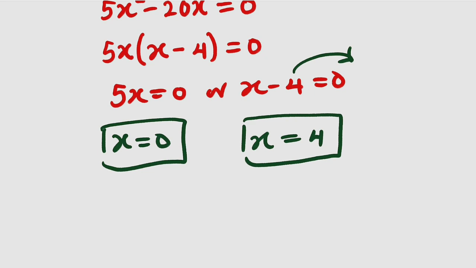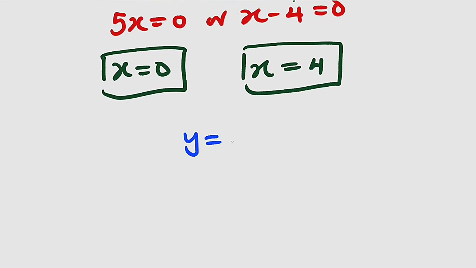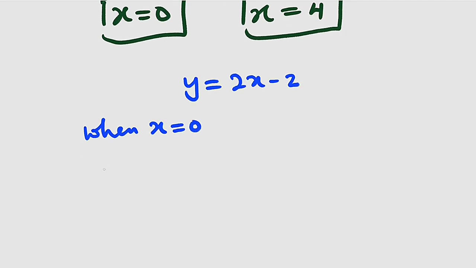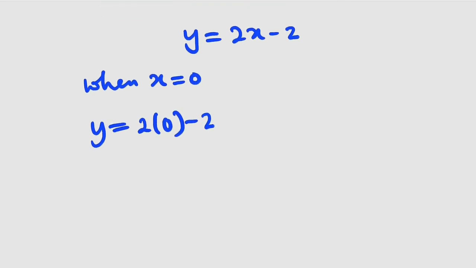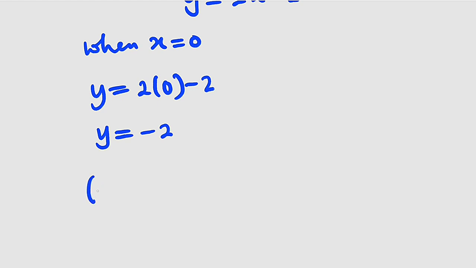So these are the values of x at the points of intersection, but we need the corresponding values of y. Remember that the linear equation is y equals 2x minus 2. We have two values of x. When x is equal to 0, we have y equal to 2 multiplied by 0 minus 2. 2 multiplied by 0 is 0, minus 2 is minus 2. So y is equal to minus 2. So we have the first coordinate, which is (0, negative 2): 0 for x, negative 2 for y.